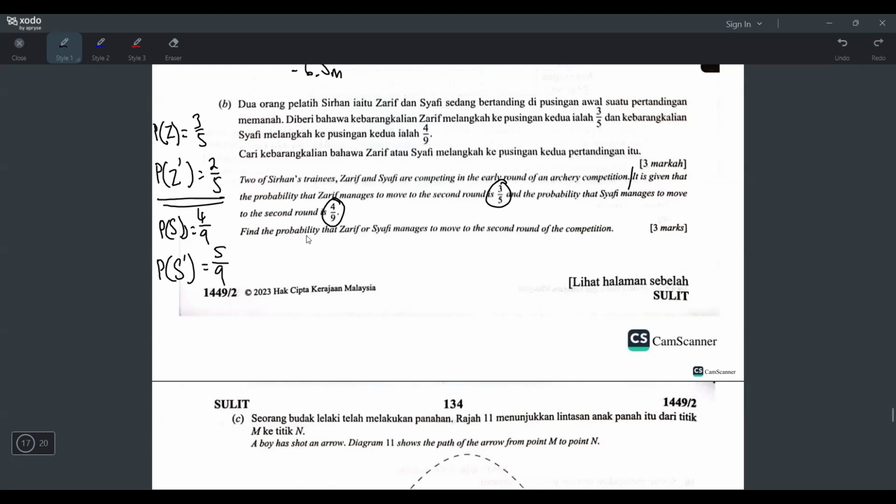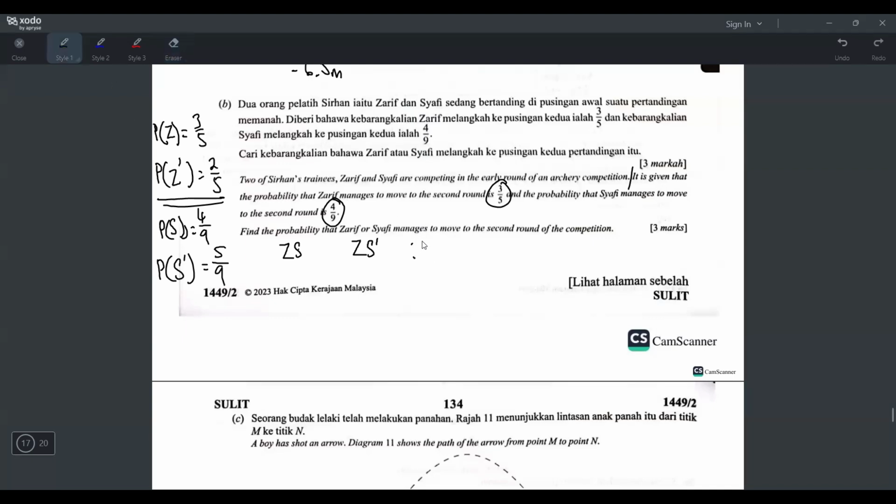So write down all the possibilities. So what are all the possibilities? Zarif and Shafi, they both move on to the second round, right? It means they both qualify. Or Zarif qualifies but Shafi does not qualify. Or Shafi qualifies, Zarif does not qualify. Or both do not qualify. It means this one is a mistake.